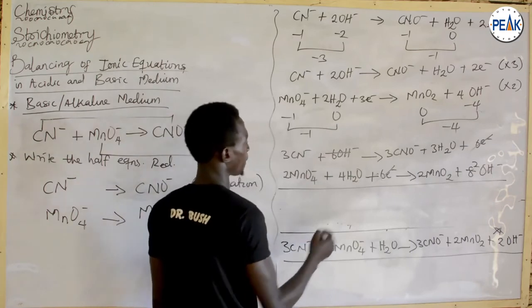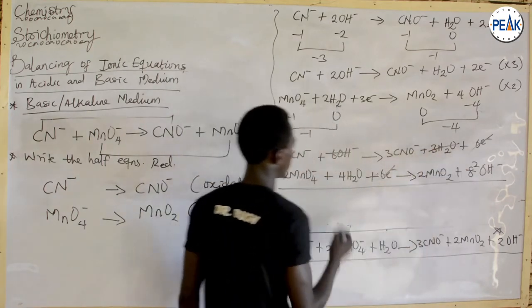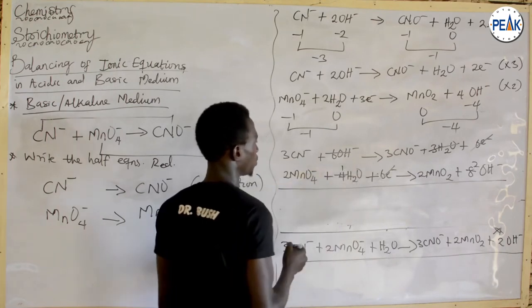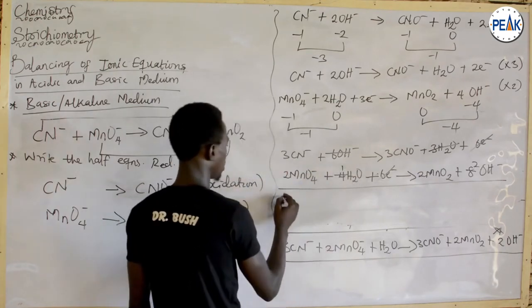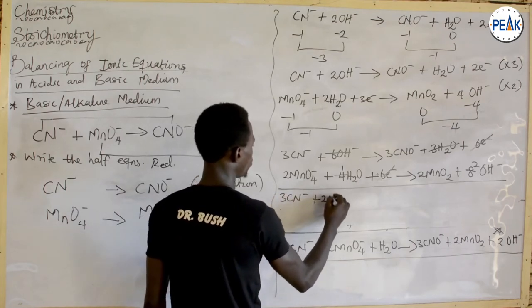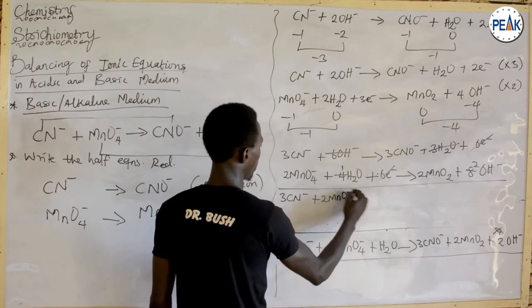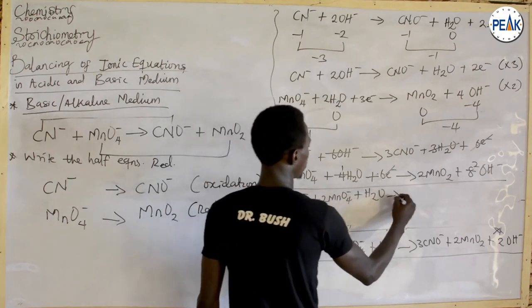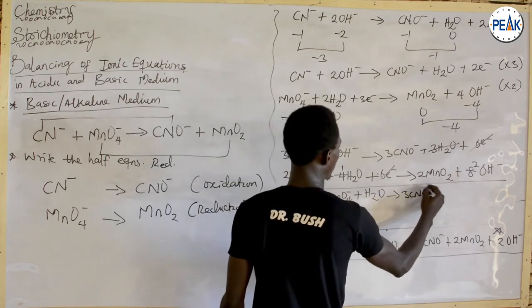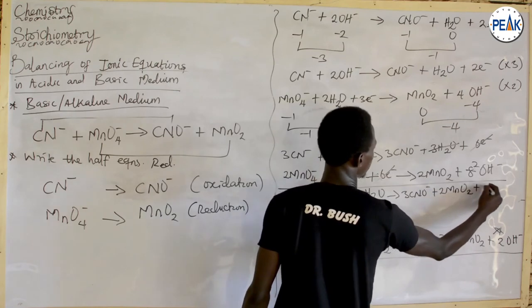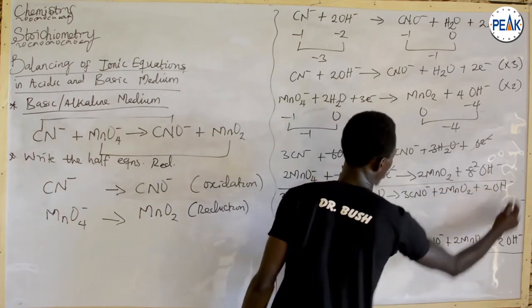Who again? Water. I have 3 water here, I have 4 here. So 4 minus 3, 1. I think there's no other one. So add the equation. That will be 3CN- plus 2MnO4- plus H2O to give me 3CNO- plus 2MnO2 plus 2OH-.